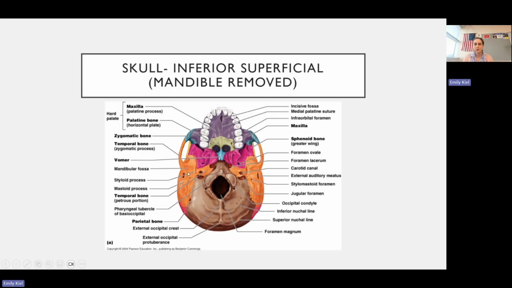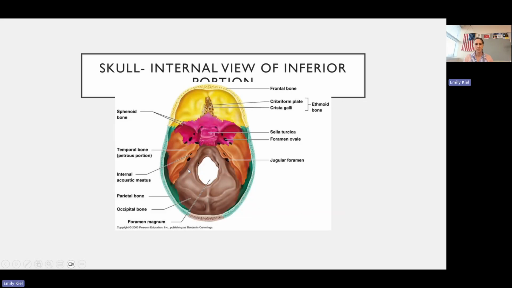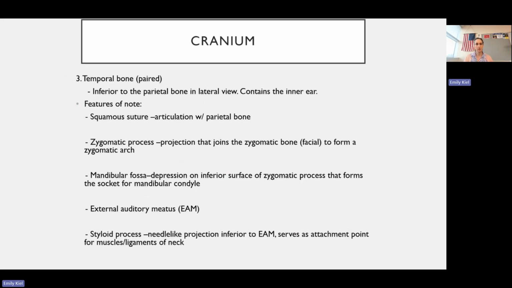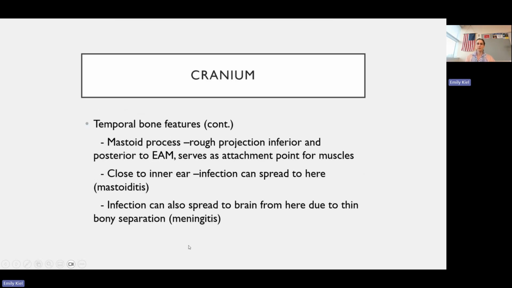So it's right here. It looks just like the mandible is going to fit there. And again, a little bit lateral to that, the styloid process. So mandibular fossa, where the mandible goes, your external auditory meatus, and then that styloid process. We've got the temporal bone. We've also have the mastoid process that we've talked about.